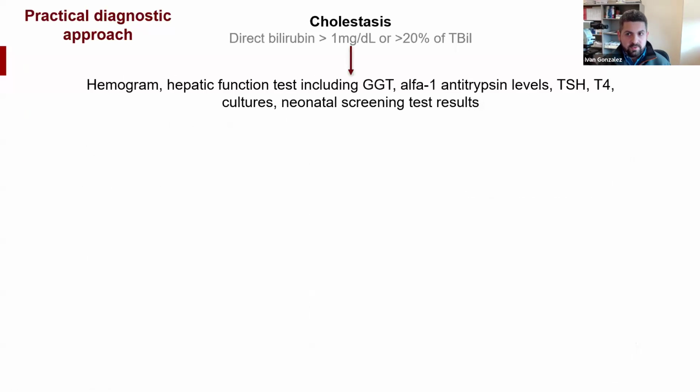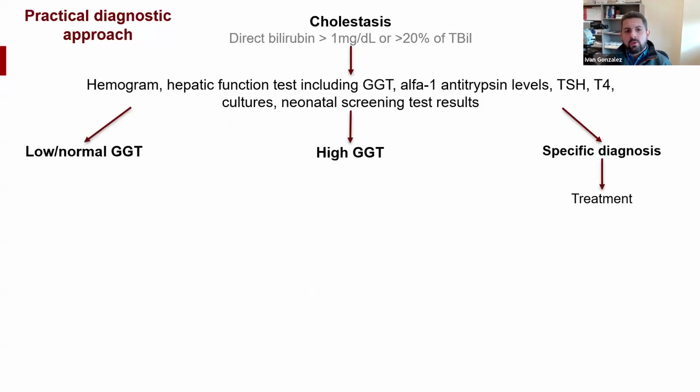This approach that I'm going to present now is practical and generalizes a lot of concepts. Importantly, each center has their own unique practical approach. But in general, once you define your cholestasis, you evaluate your patient with these lab tests, for instance, importantly, your GGT. At that point, if you get a specific diagnosis, you just treat that specific diagnosis. If not, then you can divide your patient into two big groups: low normal GGT and high GGT.